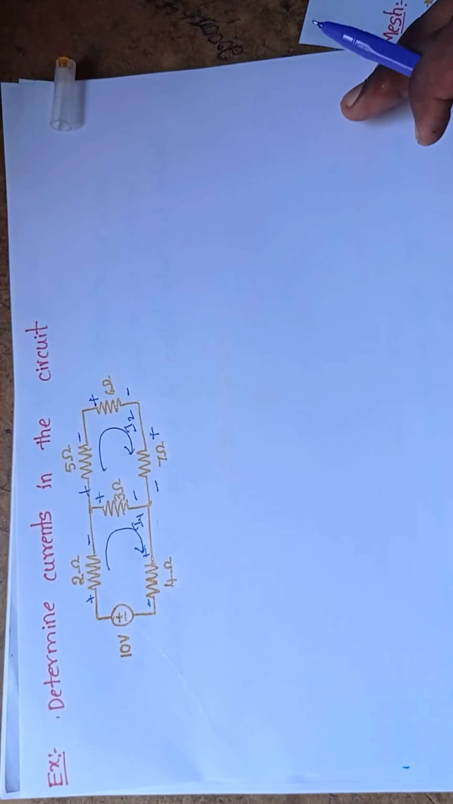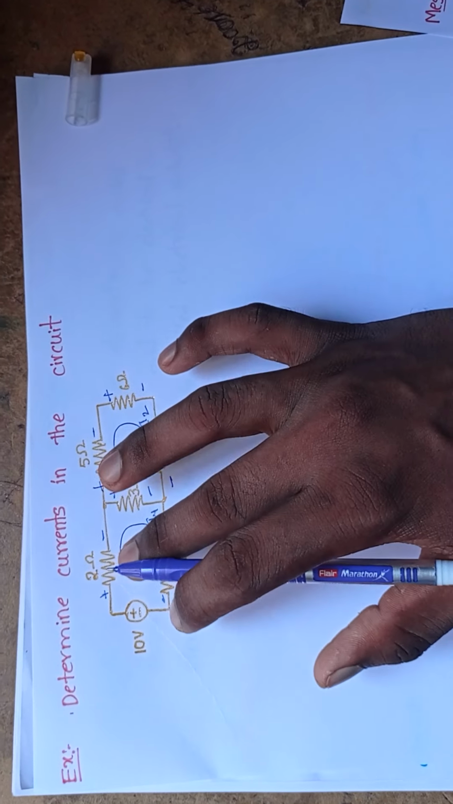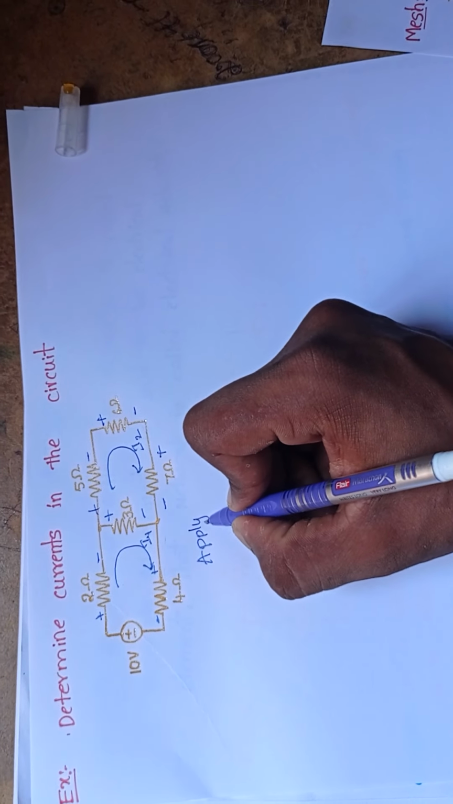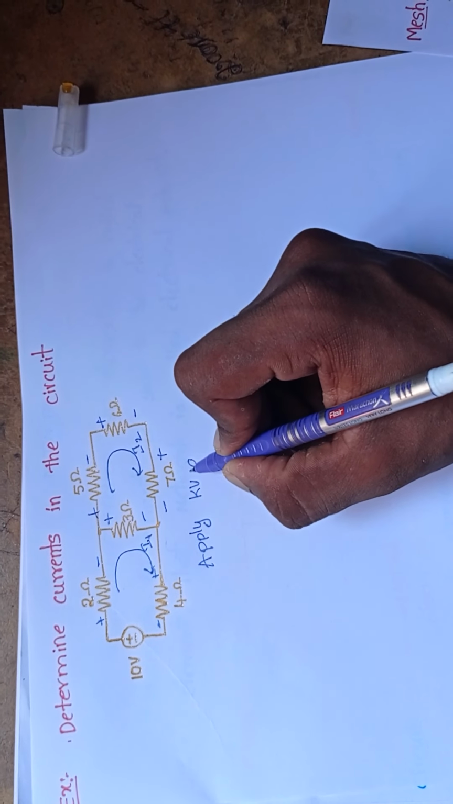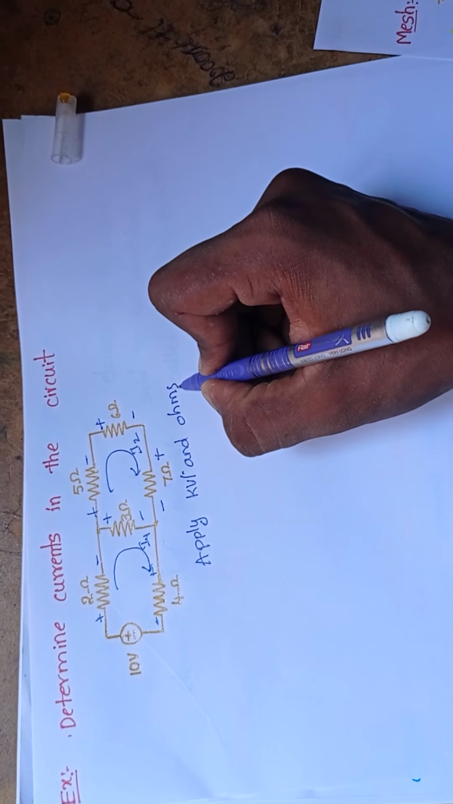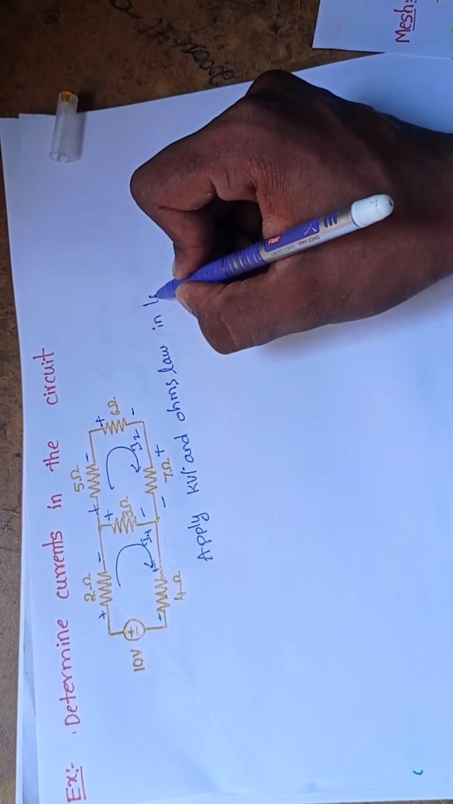Now we have to apply KVL and Ohm's law in each loop. First, consider the first loop. Apply KVL and Ohm's law in loop 1, the first loop. According to KVL, the voltage rises equal the voltage drops.